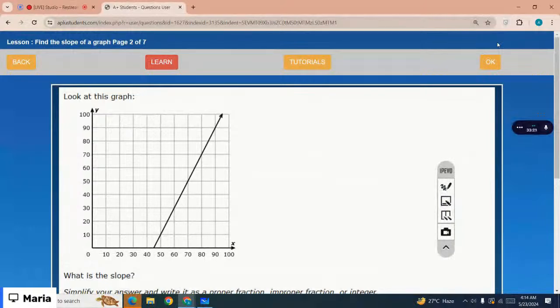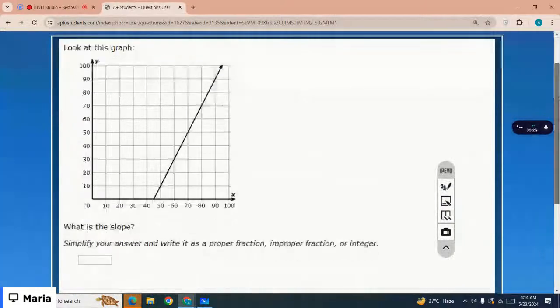Okay, look at this graph. What is the slope? So you have to find the slope. You can just select any 2 points on the graph. For example, this one and this one, right? Like you can select any 2 points.